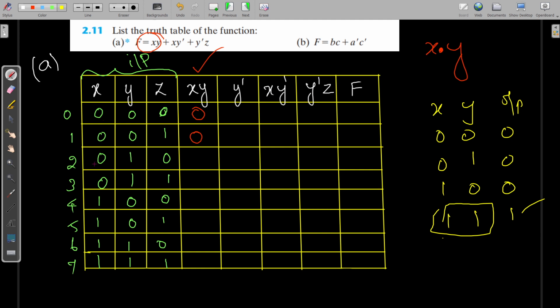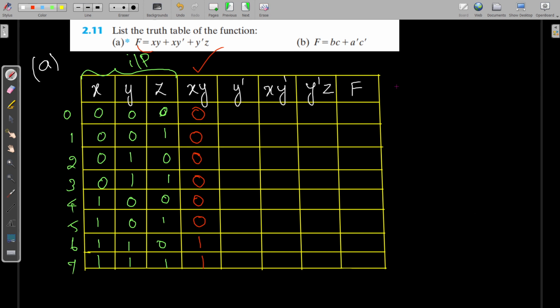So here again we check for 2, it is 0 1, so it is 0. Then for 0 1 again 0. Here X is 1, Y is 0, so XY is 0. X is 1, Y is 0, so X dot Y is 0. X is 1, Y is 1, so it is 1. X is 1, Y is 1, so it is 1.